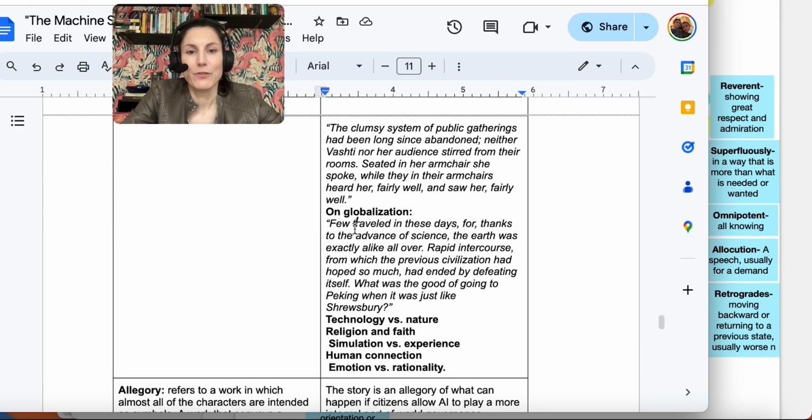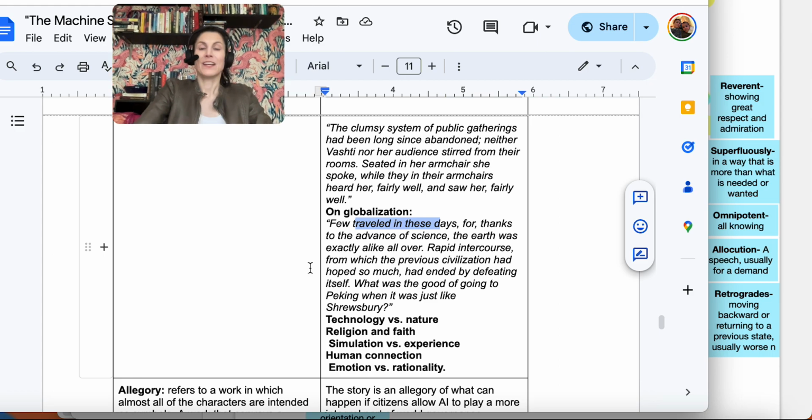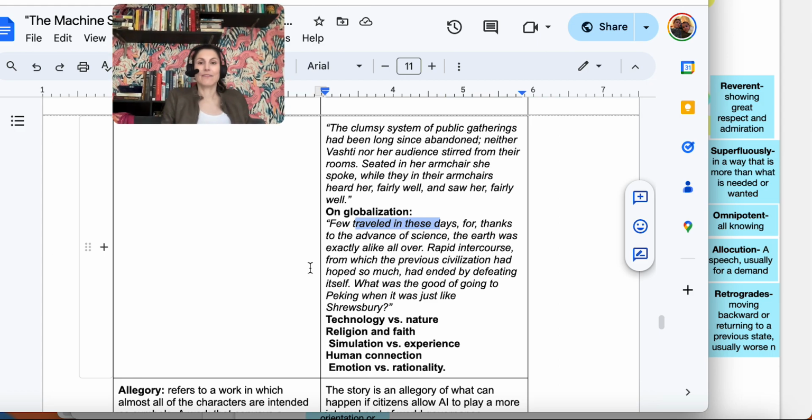We can say, for few traveled in these days, for thanks to the advance in science, the Earth was exactly alike all over. Rapid intercourse, which from the previous civilization had hoped so much, had ended by defeating itself. What was the good of going to Peking when it was just like Shrewsbury? So this globalization idea could say, if no one travels, then people are going to lose their culture.